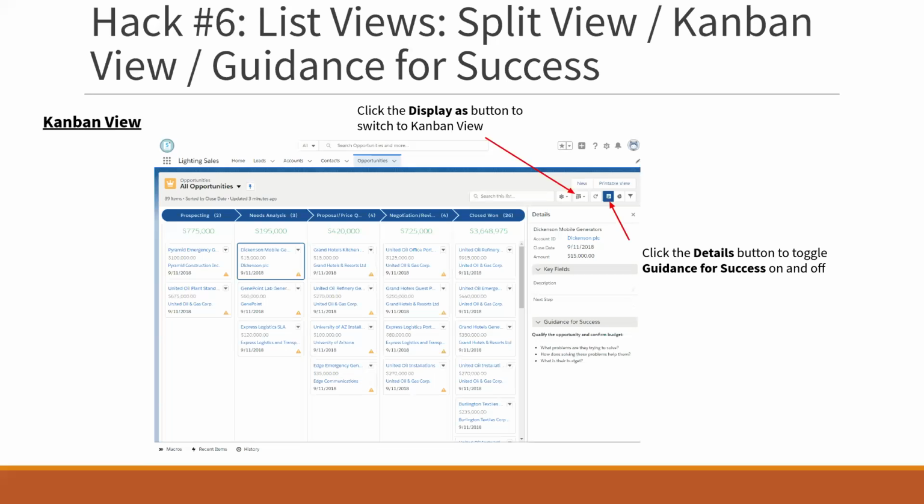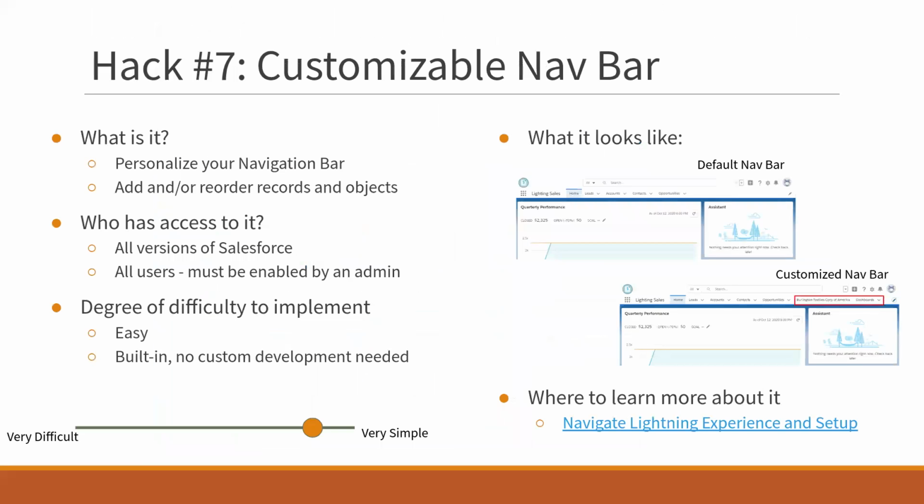All right, so the next one we're going to talk about is the customizable nav bar. So we're all used to looking at our Lightning app in Salesforce. And if you look on the right-hand side here, in my example, this is our default nav bar. We have our home, leads, accounts, contacts, and opportunities.